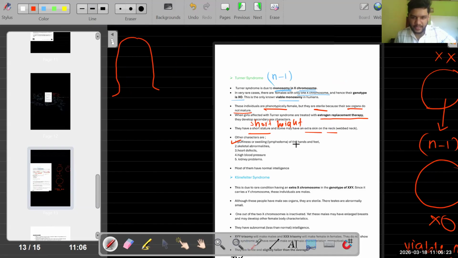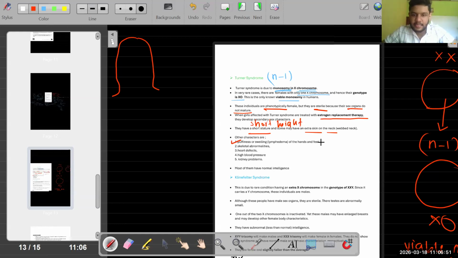Other characters shown are puffiness or swelling, lymphedema, on the hands and feet. Puffiness means, have you seen some diabetic patients have this condition? A puffiness due to some excess liquid. Lymphedema means excess lymph, right? They get swollen hands and legs. If you press, a mark can be seen. That much swelling. Turner syndrome affected individuals show that characteristic feature.